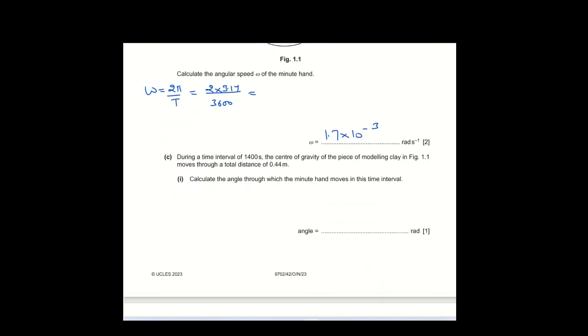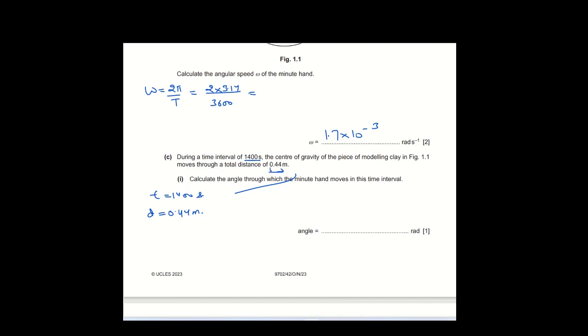C part: during the time interval of 1400 seconds, the center of gravity of the piece of modeling clay moves through a total distance of 0.44 meter. So we have to calculate the angle through which the minute hand moves in this time interval. Here the time interval is given, t is equal to 1400 seconds, and the total distance moved is given, 0.44 meter.